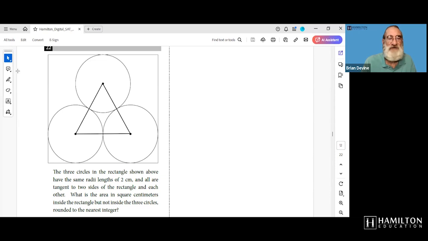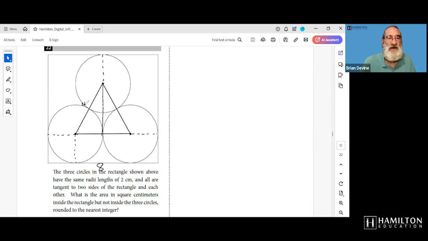And all are tangent to 2 sides of the rectangle. Well, I do know that this would be 2, and this would be 2. And so this side of the rectangle should be 8. And I know that would be 2, and that would be 2. Oh, but that height in between, this height right here, because I got to find the area of the rectangle, but not in the circles. So I need that height there.